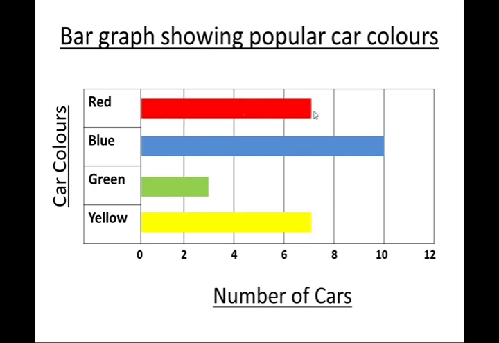The red bar ends in between the number 6 and 8. The number in between 6 and 8 is 7. So we can say that there were 7 red cars that were counted during the survey. If you look at your green bar, it ends in between the number 2 and 4. What number is in between 2 and 4? 3. So there were 3 green cars counted during the survey. The blue cars end on the line of 10, and there were 10 blue cars that were counted during the survey. Blue cars were the most popular color cars in that town. Green was the least popular.